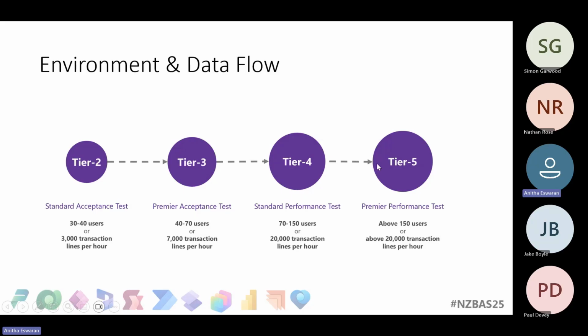On top of that, these environments, these tiers, are managed by Microsoft. For instance, tier 2 is a standard acceptance instance where you will be able to do some 3000 transaction lines per hour. And tier 3 is for 7000. It is approximately, not the exact count. It will support approximately 7000 lines per hour. And tier 4 is 20,000 lines, and tier 5 is about 20,000 lines.